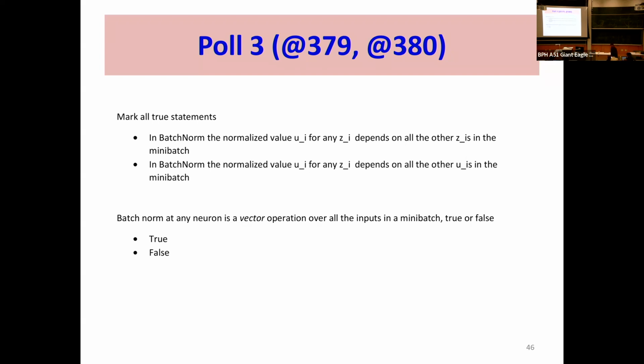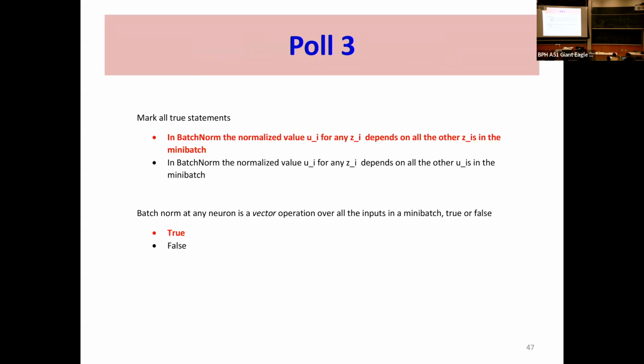Perfect. Did it beep? Okay, here's the beep. Time's up, guys. What's the answer to the first one? Is the first statement true? Yes. Second one? Okay, and in the second question? True. Okay, so only the first statement was true, the second one was false, right? Because the normalized u hat, for any zi, depends on all the other z's. The u's don't depend on each other, the u's depend on the z's, right? There's no direct dependence, okay?